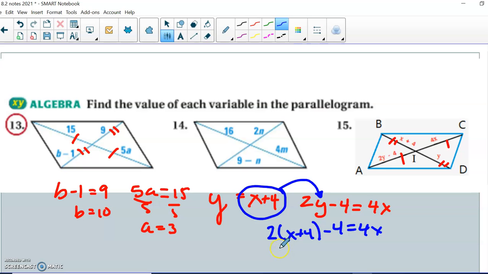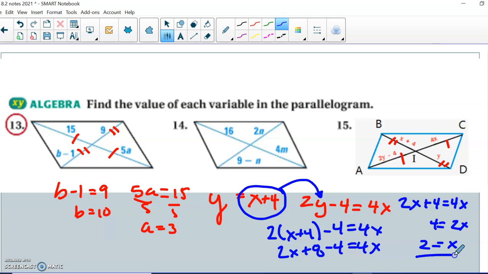Distribute my 2. I'm going to combine my like terms. 8 minus 4 is going to give me 4. I'm going to subtract 2x from each side. Divide by 2, so it looks like x is going to be 2. Now that I know what x is, it's easy to find y. I'm going to take that 2 and put it in for x. So I'm going to say y equals 2 plus 4, or y equals 6.